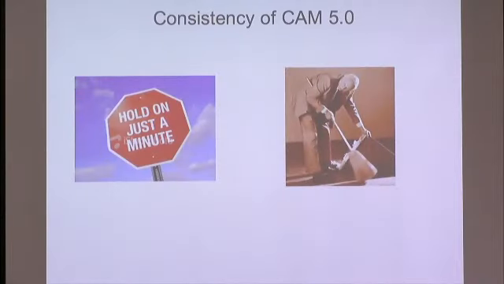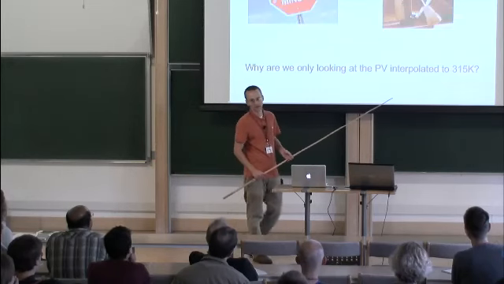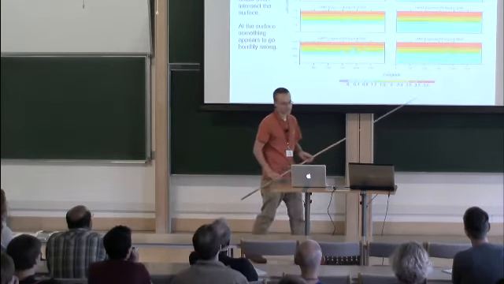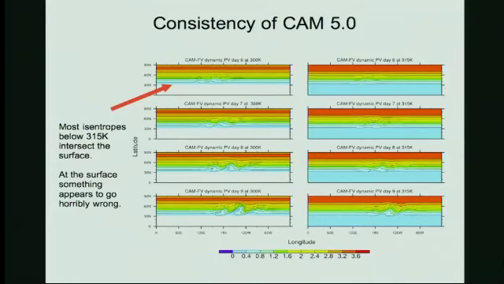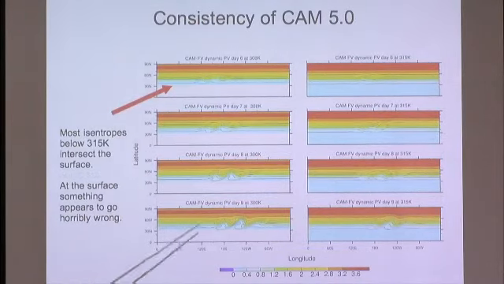But I'm sort of sweeping something under the rug. Why have I only been looking at isentropes at 315 Kelvin? The reason is, if we look at the potential vorticity plotted at different isentropes, on the right is 315 Kelvin, on the left is 300. They vanish right here because isentropes just a little bit lower than 315 Kelvin intersect the surface. And something appears to go, as I put it, horribly wrong when that happens.